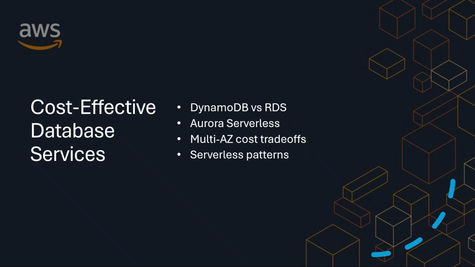AWS provides multiple managed database services, and choosing the right one has a major cost impact. DynamoDB eliminates the provisioning and maintenance overhead and is extremely cost efficient for high-scale key-value workloads. Aurora Serverless version 2 allows you to scale database capacity up and down automatically, which is ideal for variable or bursty workloads. Multi-AZ deployments improve the reliability but double compute cost, so they should be used based on the business requirements. Choosing serverless or auto-scaling DBs prevents paying for idle resources and ensures long-term sustainability.